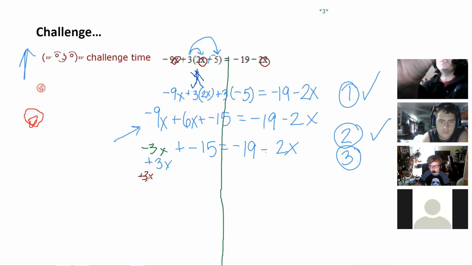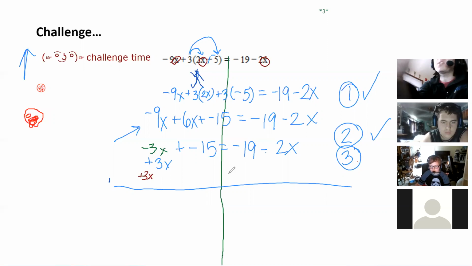I like how this person in red wrote it. Yeah, that's neater than mine, but sometimes they disappear, so that's why I wrote it. So we add 3x. So this cancels. We're left with negative 15 equals negative 19.